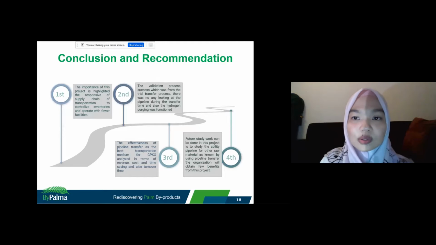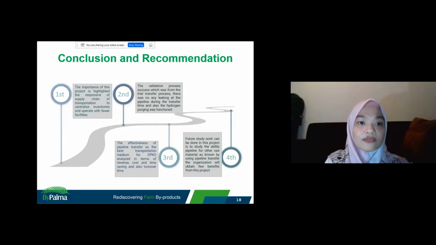Okay, for the conclusion and recommendation of this study, the first one, the importance of this study is highlighted as a responsive supply chain of transportation to centralized inventory, operating with fewer facilities. Also, the validation process was successful, but it needs to be validated frequently from time to time, maybe once in 2 years, to see what problems arise during the transfer job.